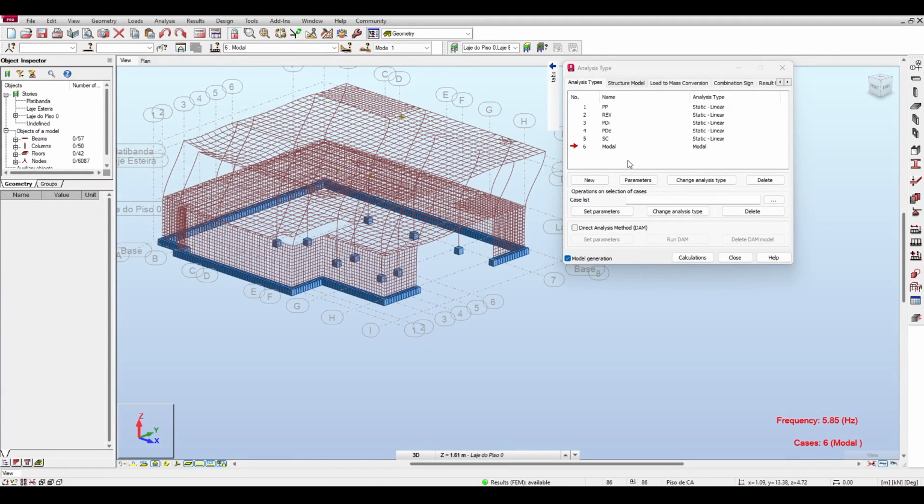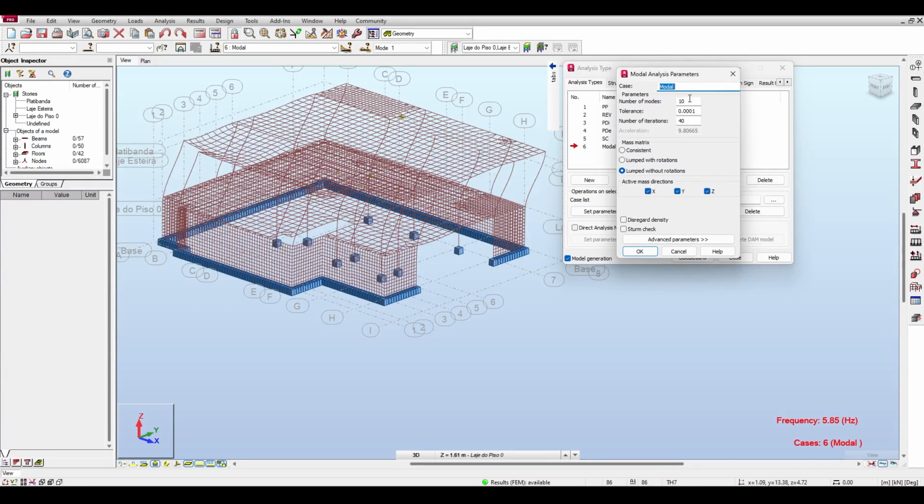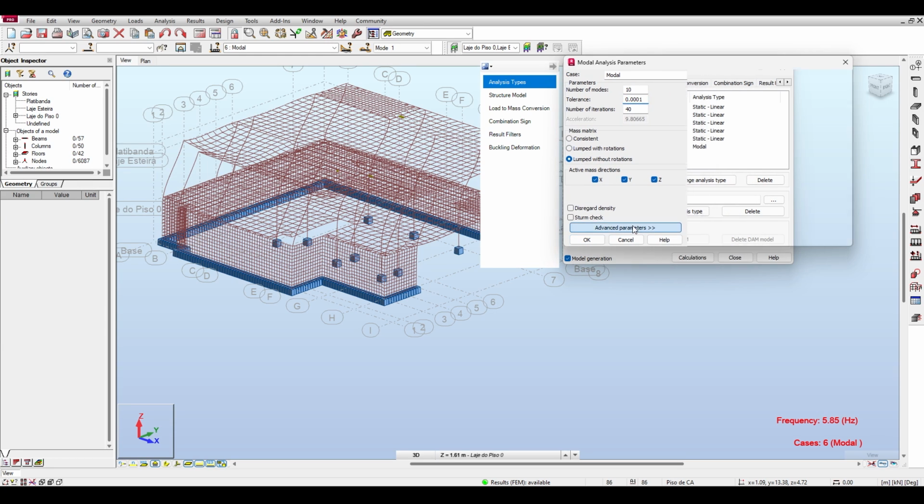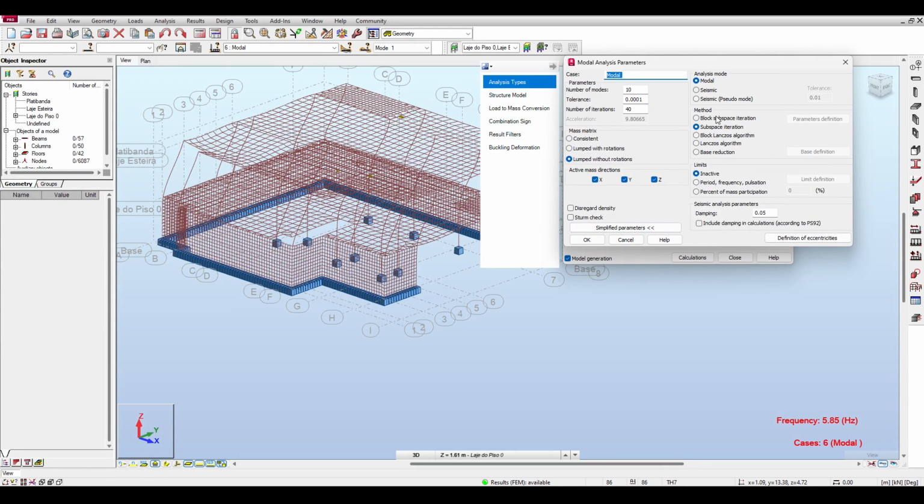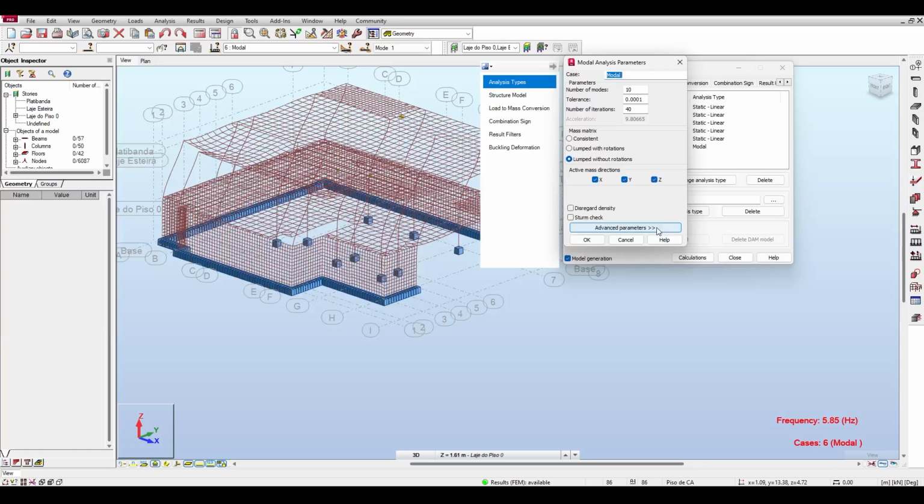What I'm saying here is that since I asked for 10 modes, well, I got 10 modes. That's exactly what I got here. Now, what is this tolerance here? Well, if you go to advanced parameters, there are some iterative solutions. And let me go back to simplified.